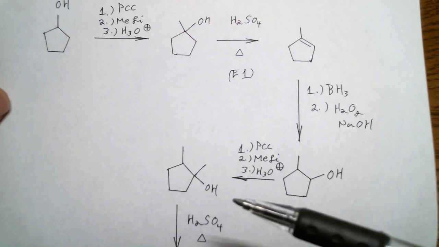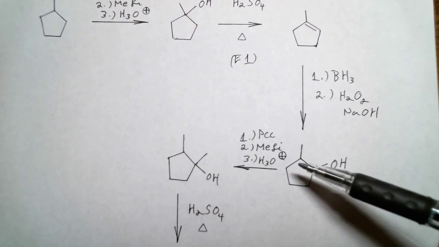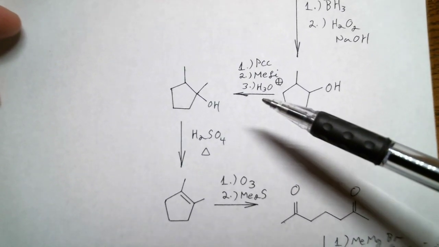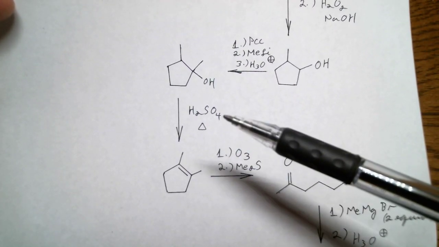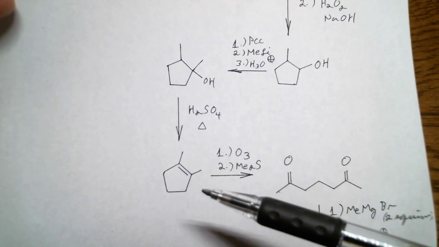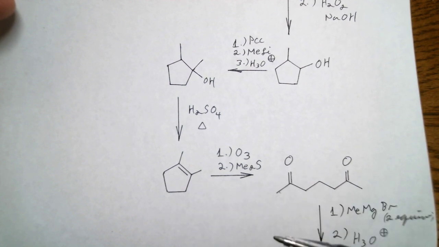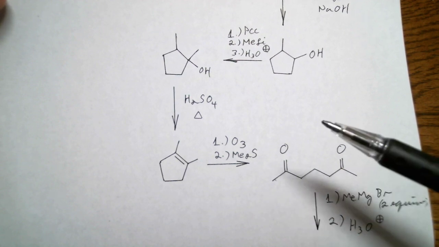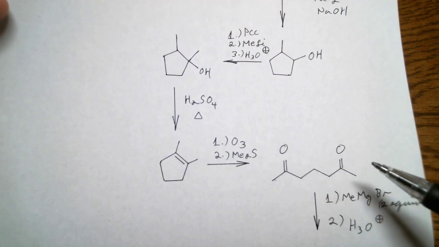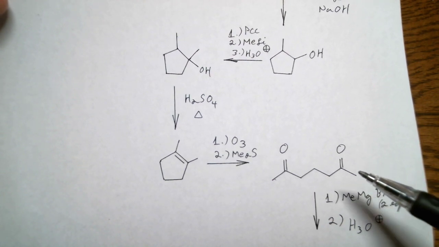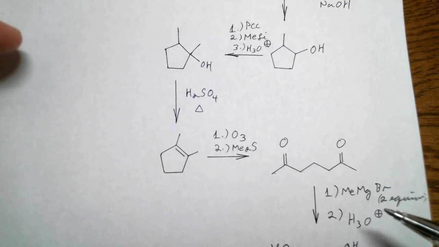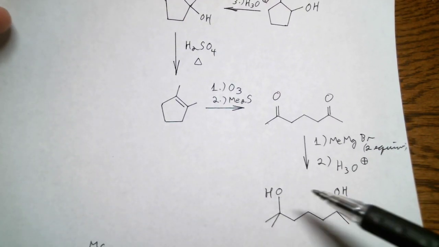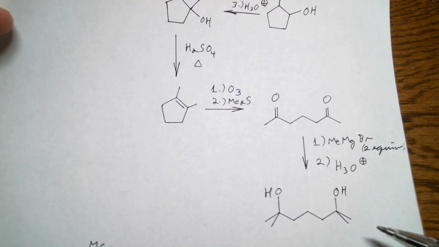Then we do PCC. Methyl lithium, we really don't care about that stereocenter, right? Because we're just going to get rid of it. Aqueous acidic workup, and then H2SO4 and heat to give us the most stable tetraalkyl substituted alkene, which we ozonize to get our 2,6-heptanedione. Excuse me, it's a heptane. And then we treat that with two equivalents of methyl magnesium bromide followed by aqueous acidic workup to get the diol that we wanted.